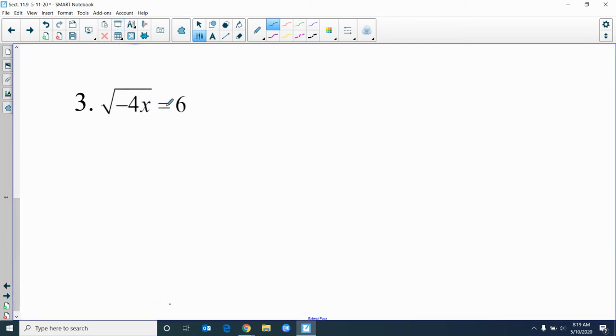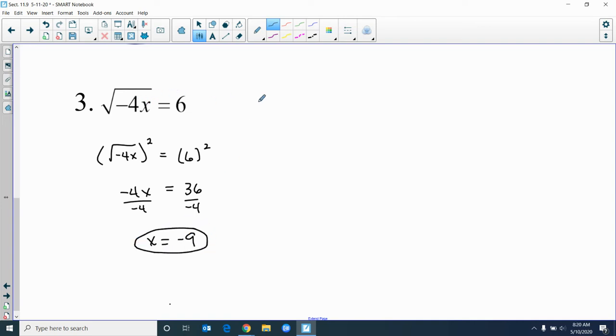Square root of negative 4x equals 6. Square both sides. Now, where you don't have the square root, you do actually take 6 times 6, which is 36. Square root of negative 4x, it doesn't matter. When we take the square root and we square it, you're left with what's on the inside. Negative 4x equals 36. All I got to do is divide by negative 4. 36 divided by negative 4 is negative 9. Go back up here. Negative 4 times negative 9 is 36. What's the square root of 36? It is 6. So I know it's right.